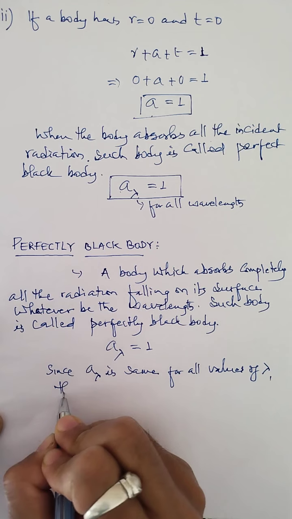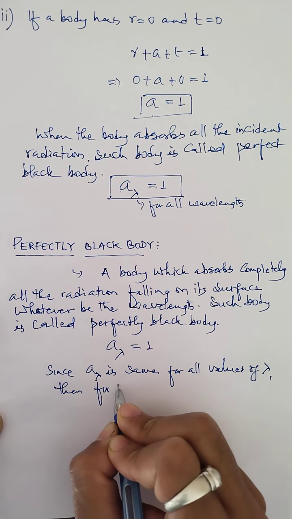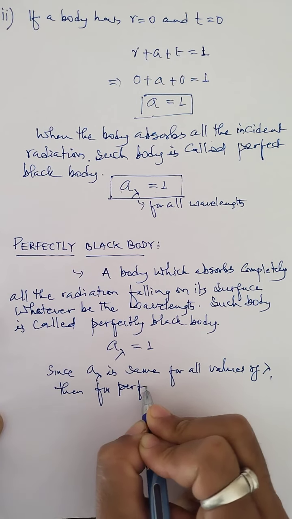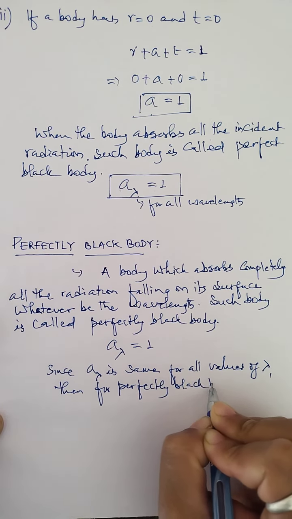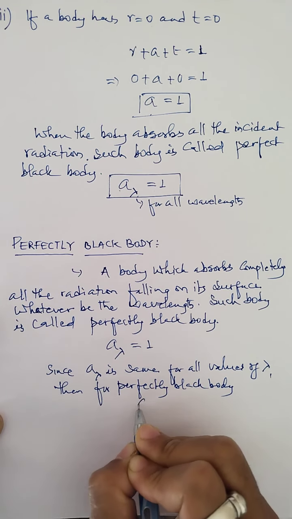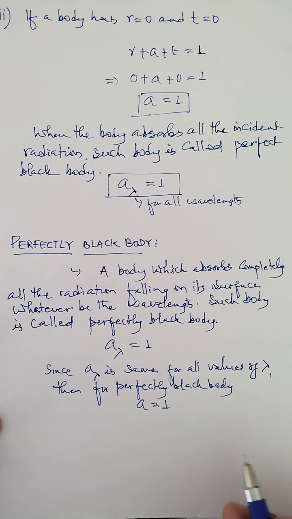then for a perfectly black body we can simply write A equals 1. This means your absorptive power is always 1 for any wavelength for a perfectly black body.